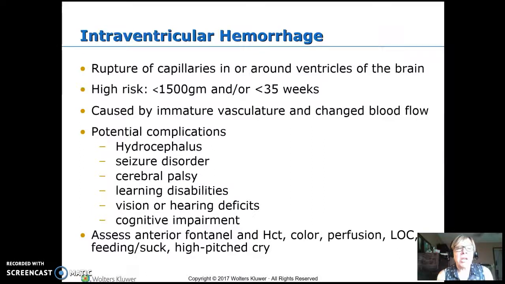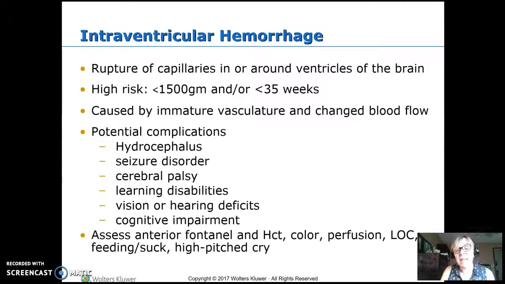So here's that intraventricular hemorrhage, rupture of those capillaries in or around the ventricle of the brain. The babies who are at risk are under 1,500 grams or under 35 weeks of gestation. It's that immature vasculature and change in blood flow, as well as change in pressure of oxygen. Complications: hydrocephalus, seizures, cerebral palsy, learning disabilities, vision and hearing deficits, cognitive impairment. We assess the anterior fontanelle. If it's getting full or tense, we have a problem.